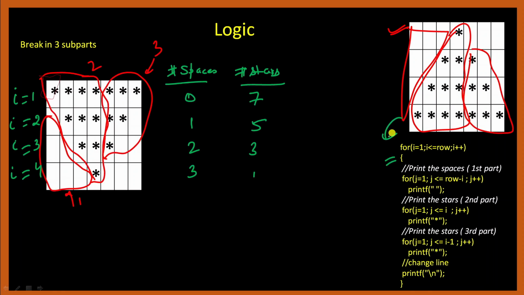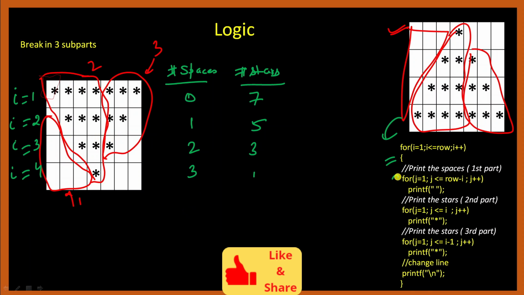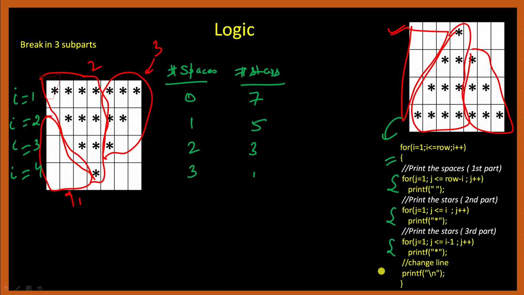So this is the code for this. Now I have to write the code for this, and I'm breaking it into 3 parts. So this is the first part, this is the second part, this is the third part, right?